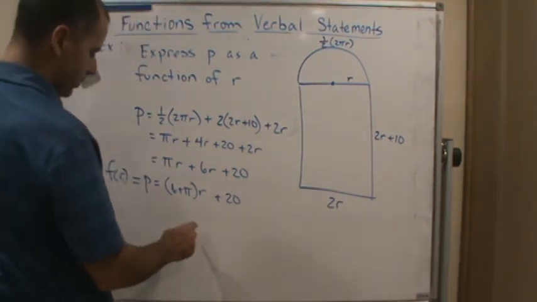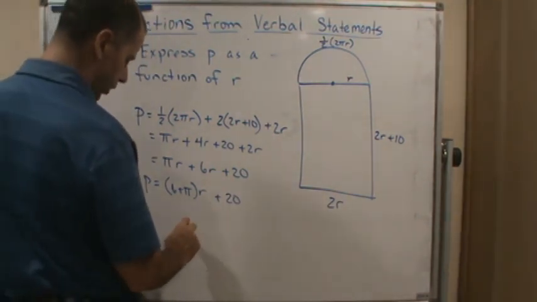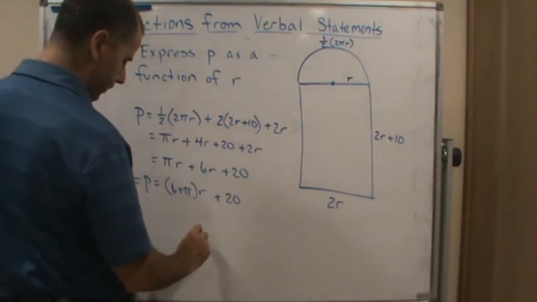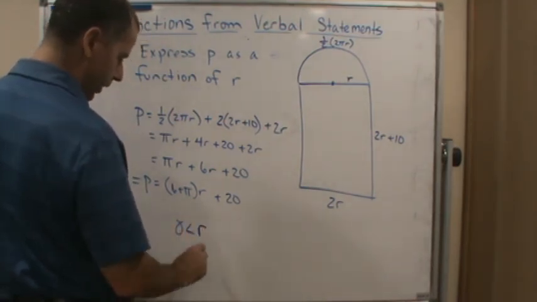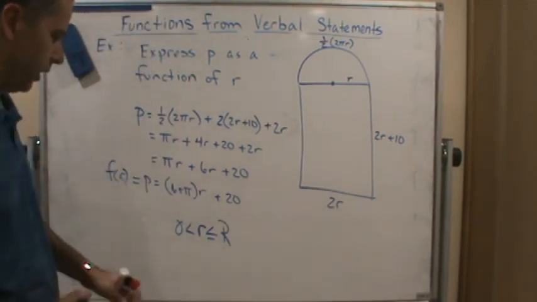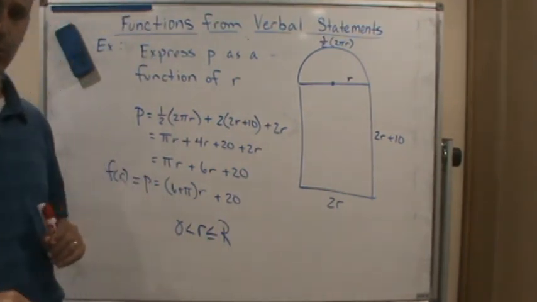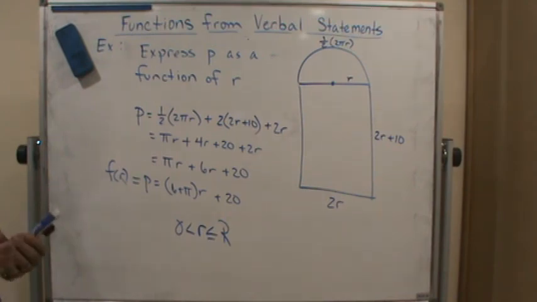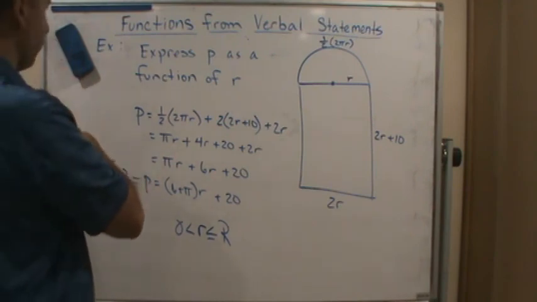So what we would do is we'd say the domain for R is going to be obviously greater than 0, but less than or equal to some capital R, where the capital R represents the maximum radius based on construction restrictions and things like that, materials, whatever the case may be. Design considerations. Okay, that's it.